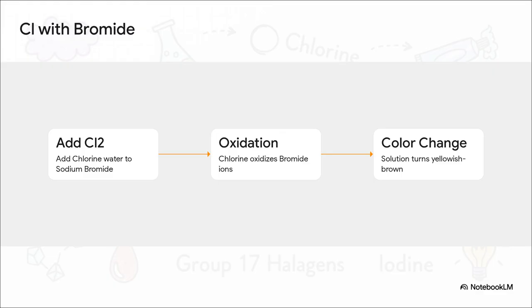Imagine you've got a test tube with a totally clear solution of sodium bromide. In step 1, we add some chlorine water. Well, because chlorine is higher up on the periodic table and way more reactive, step 2 happens instantly. The chlorine oxidizes the bromide ions, basically mugging them for their electrons. And in step 3, you see the physical proof. The solution suddenly shifts to this vivid yellowish-brown color. That sensory detail is key here. That color is the newly displaced bromine, forced right out into the open by the stronger chlorine.